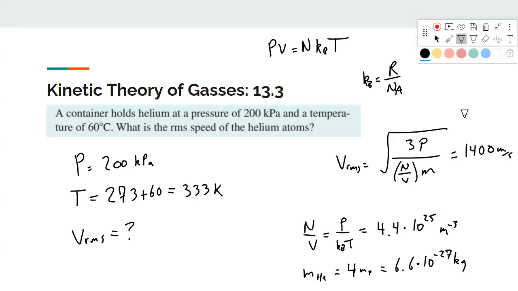All helium has 2 protons, but most real helium is an isotope with 2 neutrons. Since protons and neutrons have basically the same mass, we just have to multiply the mass of a proton by 4 to get the mass of the helium. Yes. Could you explain why you use KB?